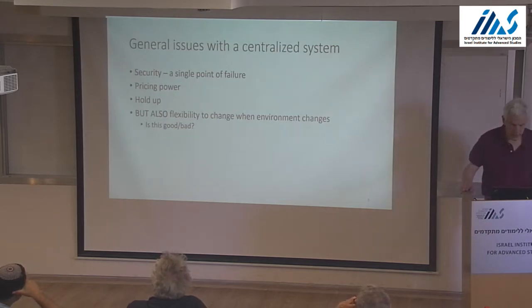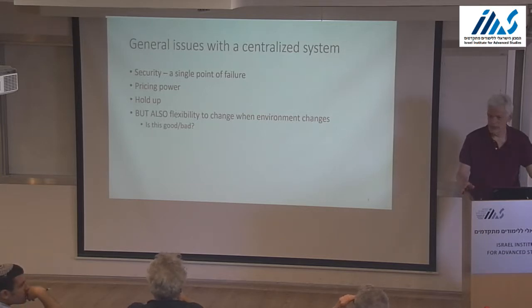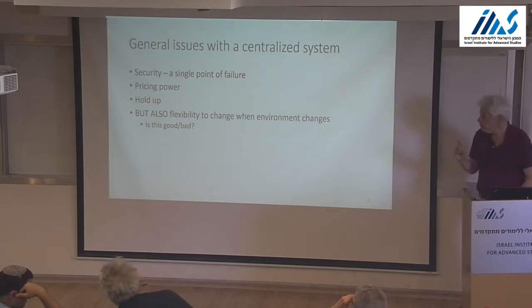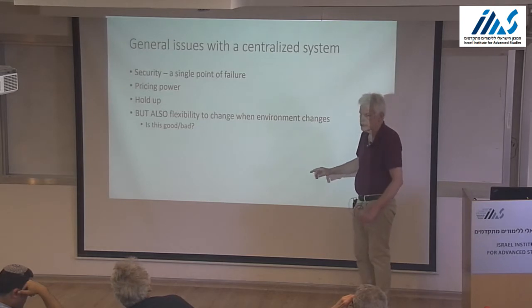So the general issues with a centralized system are security. If you have a centralized manager, then there's a single point of failure. You capture him, you capture everything. They're monopolists against you. They have pricing power. There's the holdup problem that came up in Noble's talk, I think, no? So many of you are the clients, you depend on them, it's costly to move away, and they're charging you more. But the flip side is that there's flexibility to change the environment because there's a boss.